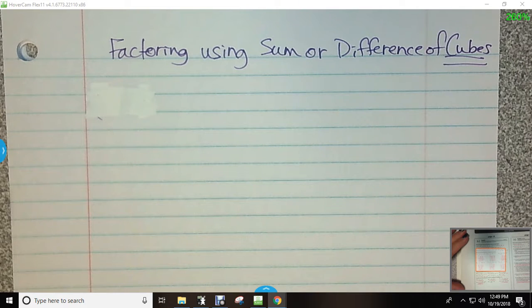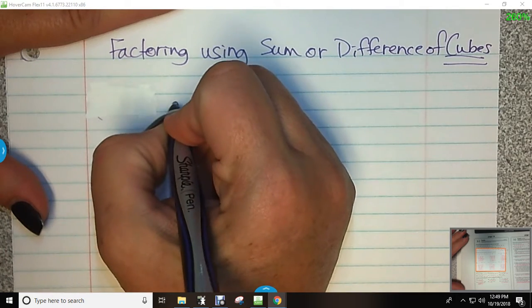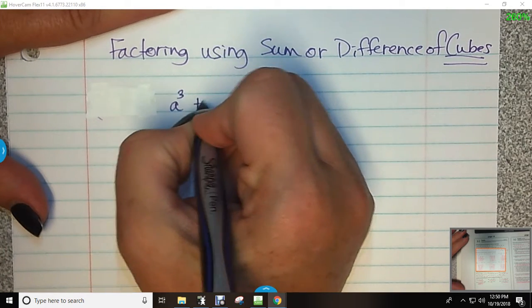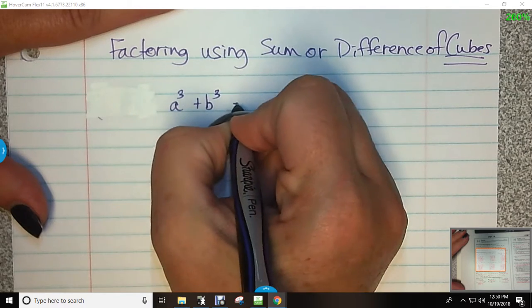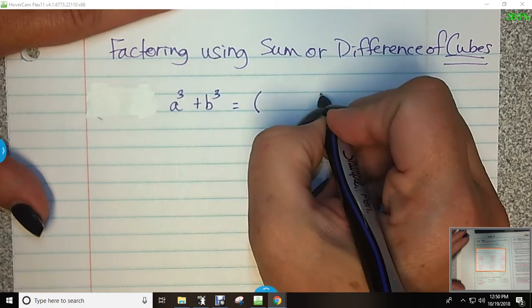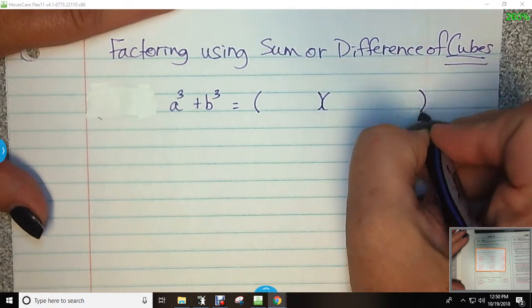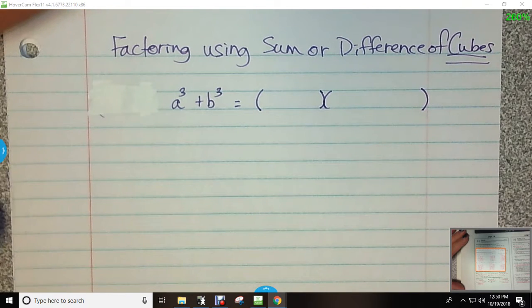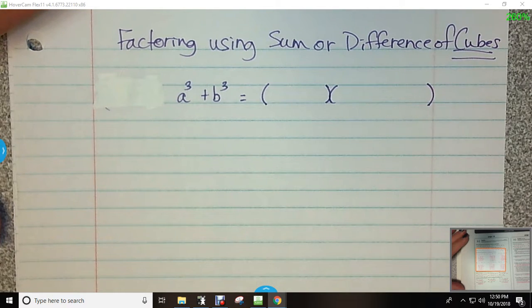So, factoring using the sum or difference of cubes. The way your book gives you the formula for this would be if you have a cubed plus b cubed. Your factored form will end up being a binomial times a trinomial. Okay? So I always start out just going ahead and draw my parentheses.